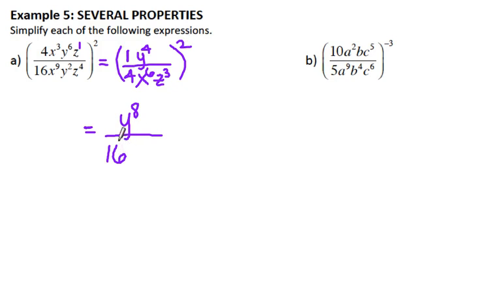It is not 8. X to the 6th squared is going to be x to the 12th. And finally, z cubed squared is going to be z to the 6th. So here's your final answer for the first one.